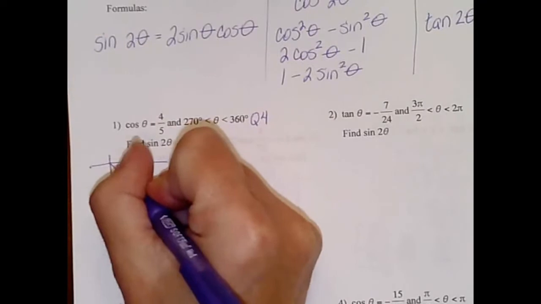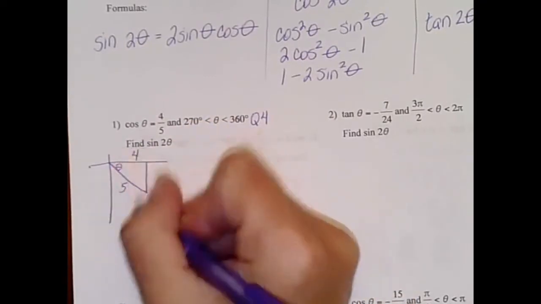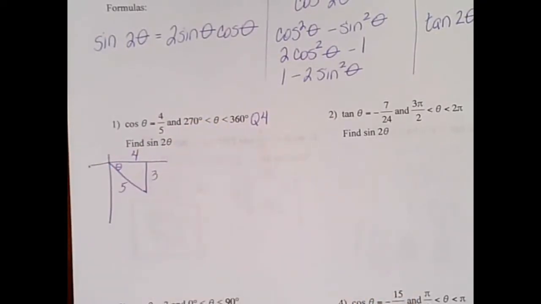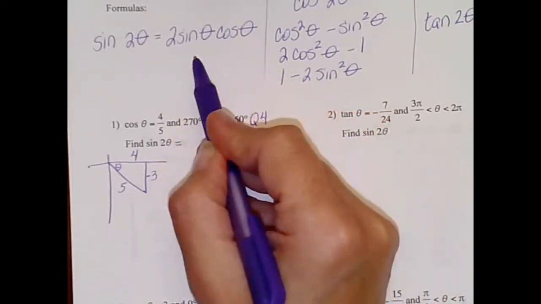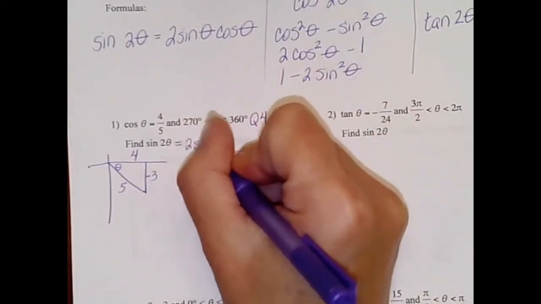This is going to be a 3, 4, 5 triangle. Don't forget that that 3 is going to be negative. It's going to help you later on. Okay, so this is 2 theta. 2 theta is up here. We're going to copy that down. 2 sine theta, cosine theta. So let's figure this out.